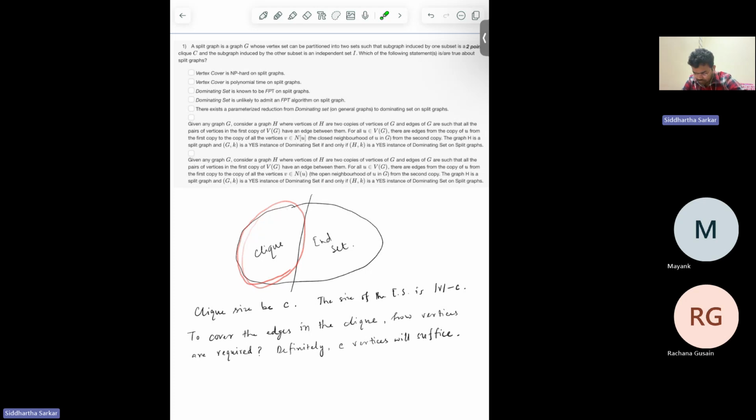But if you take one less, so consider a clique. Let's say for demonstration we have a 4 clique. If you take 3 vertices, then do all the edges get covered? So there is a 4 clique and you want to cover the edges of this clique, then will 3 vertices suffice to cover the edges?